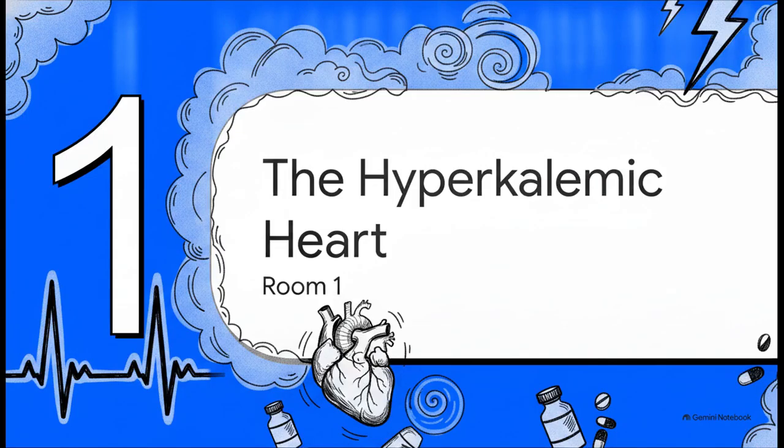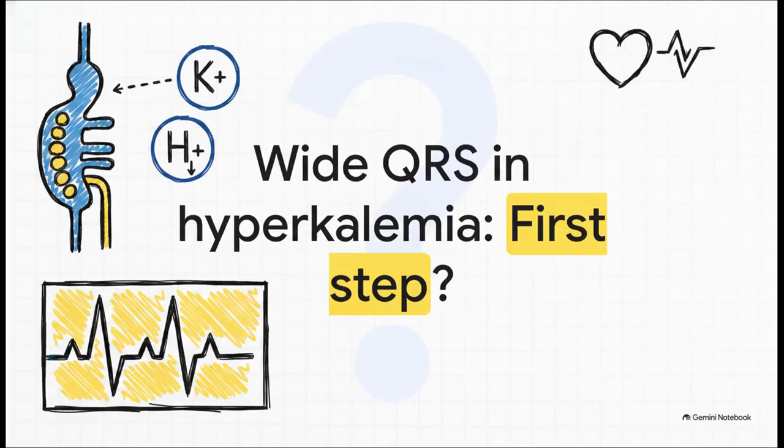All right, let's step right into room 1, the hyperkalemic heart. So, we've got a patient presenting with some pretty concerning vitals and a known history of spironolactone abuse. Here is your classic clinical vignette. The aldosterone antagonist impairs potassium and hydrogen ion excretion at the distal nephron, right? And that leads to a non-anion gap metabolic acidosis and, of course, drug-induced hyperkalemia.